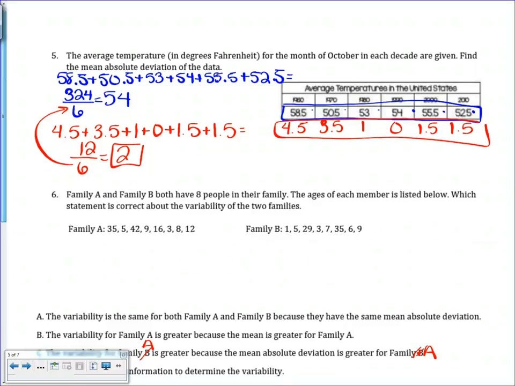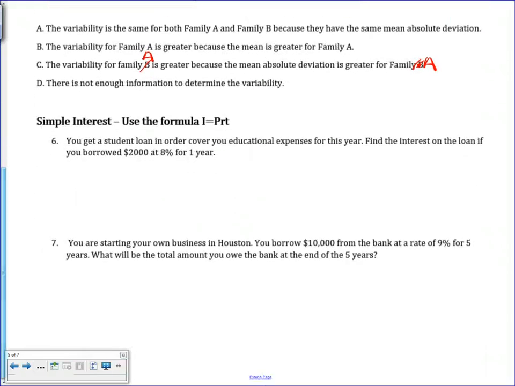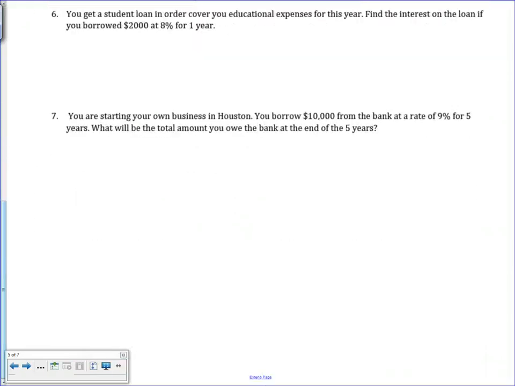The next section we're going to talk about is simple interest. So go ahead and start looking at number 7. That's where I'm going to head next. You're starting your own business in Houston. You borrowed $10,000 from the bank at a rate of 9% for 5 years. What will be the total amount you owe the bank at the end of 5 years?